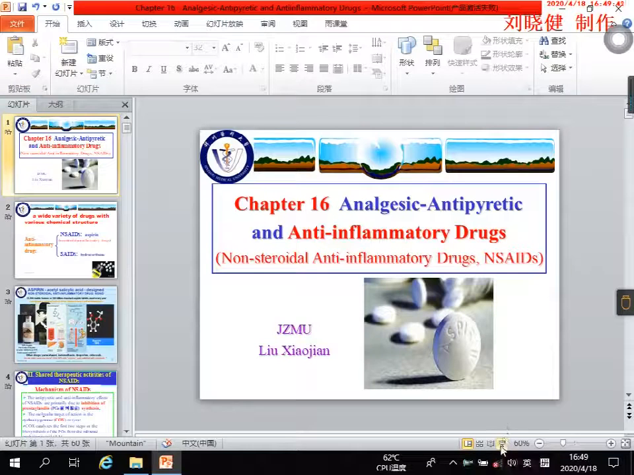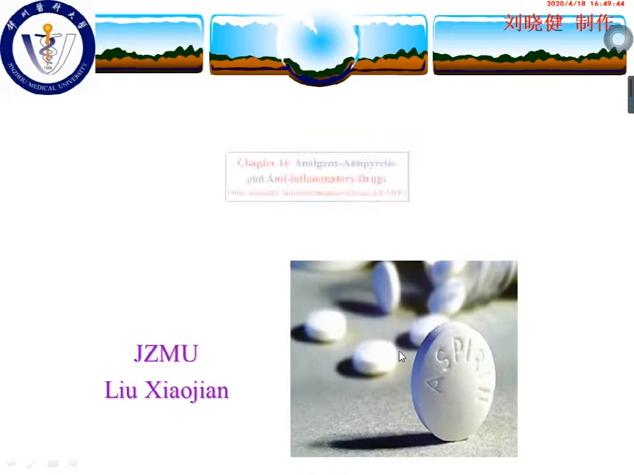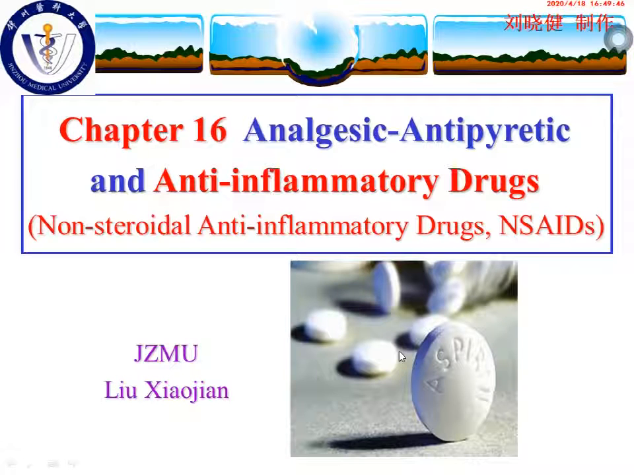Hello, my dear students. In this chapter, you are going to study analgesic, antipyretic, and anti-inflammatory drugs. These drugs have analgesic and antipyretic effects, and most drugs also have anti-inflammatory, anti-rheumatic effects. Most agents are orthotic drugs, so they are widely used in our daily life to relieve fever and pain, especially the fever and pain caused by inflammation.